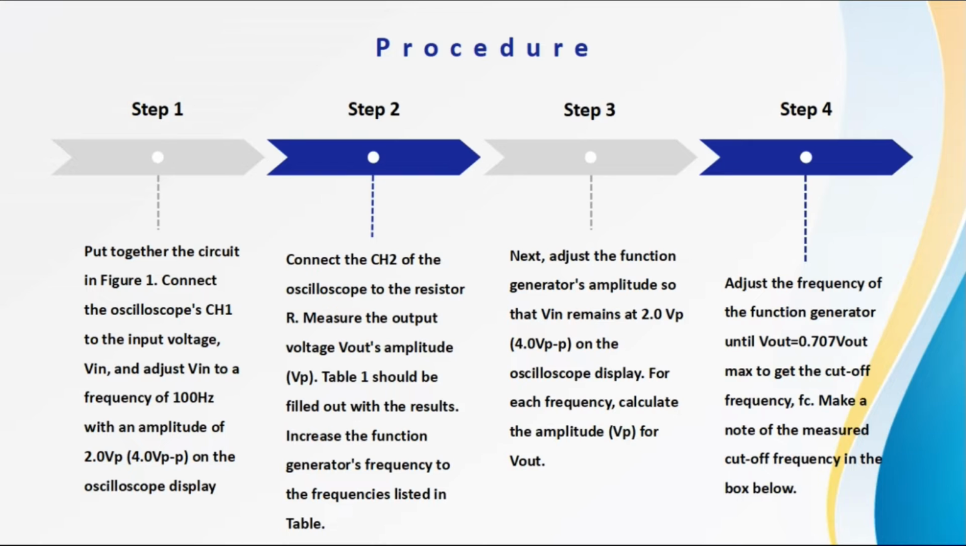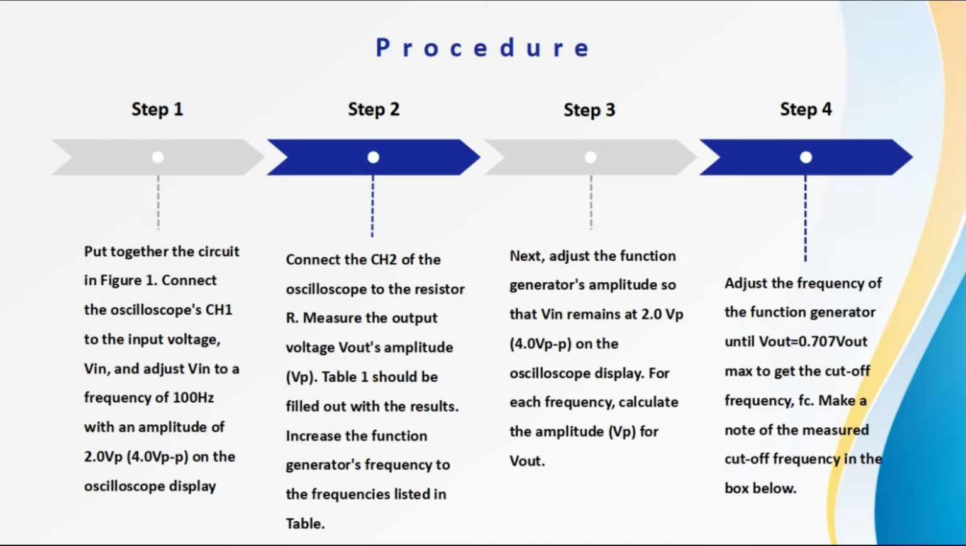Step 2. Connect the channel 2 of the oscilloscope to the resistor R and measure the output voltage Vout amplitude Vp. Table 1 should be filled out with the results. Increase the function generator's frequency to the frequencies listed in the table. Next, adjust the function generator's amplitude so that Vin remains at 2.0 Vp or 4.0 Vpp on the oscilloscope display. For each frequency, calculate the amplitude Vp of Vout.